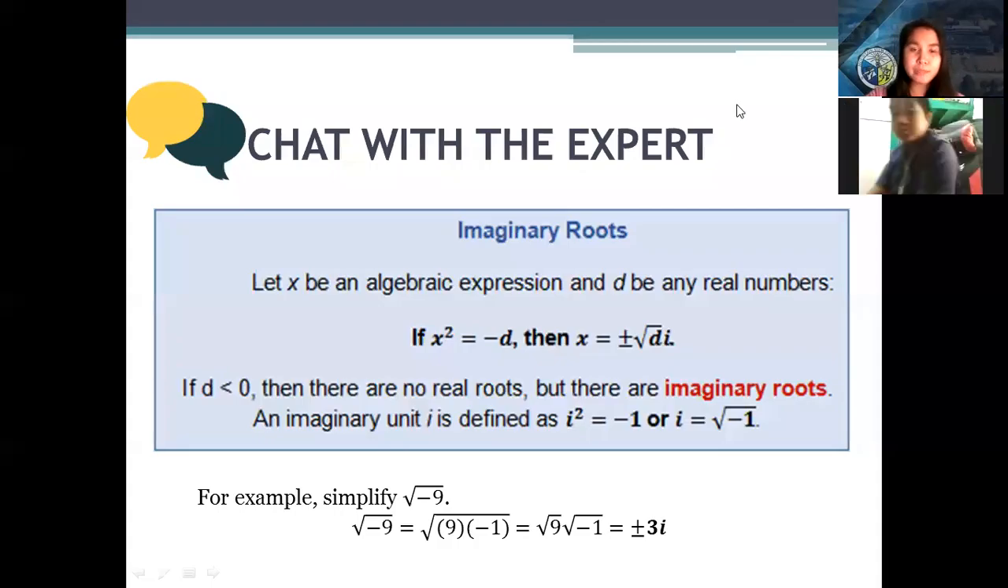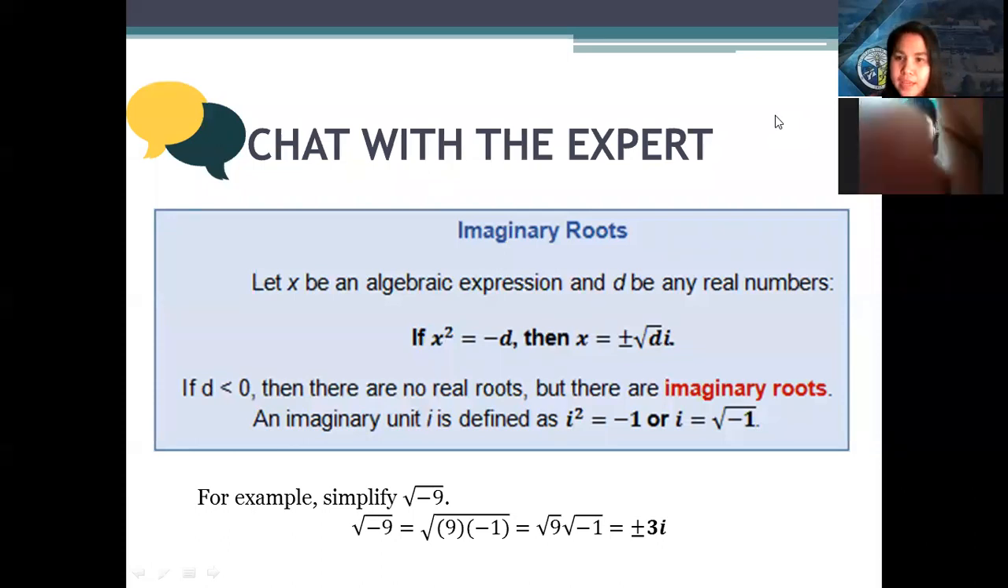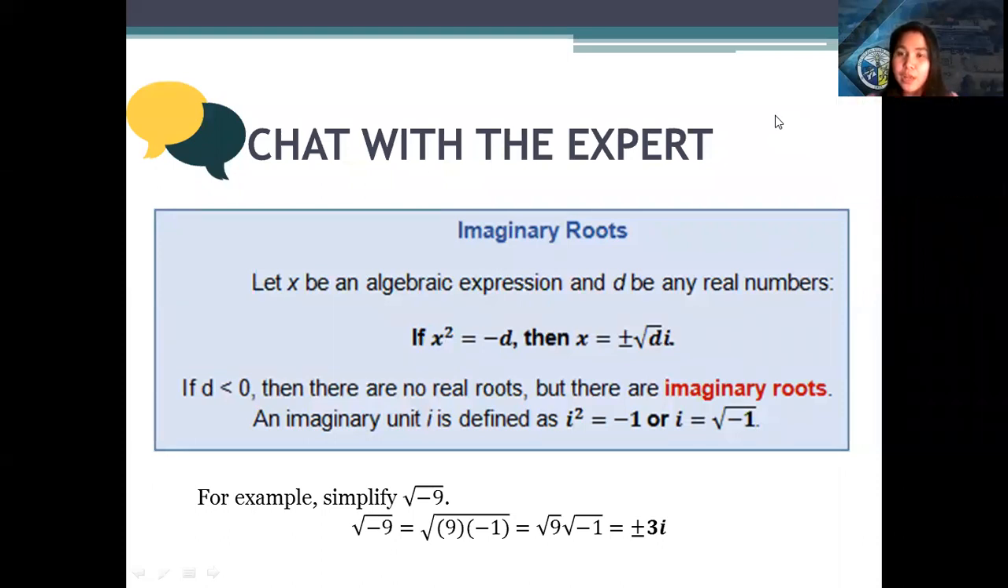Now here's the next question. Ma'am, what will happen if, when I transfer the constant to the other side, it becomes a negative number? Is there a square root for a negative number? Who can give that answer? Is there a square root for a negative number, like the square root of negative 100?